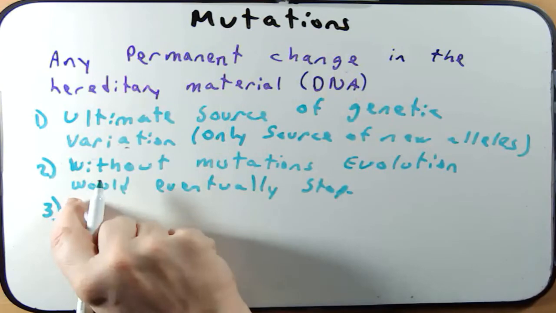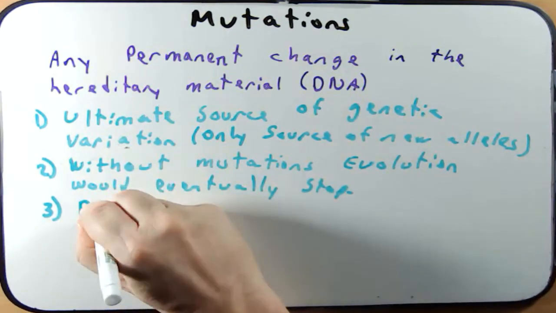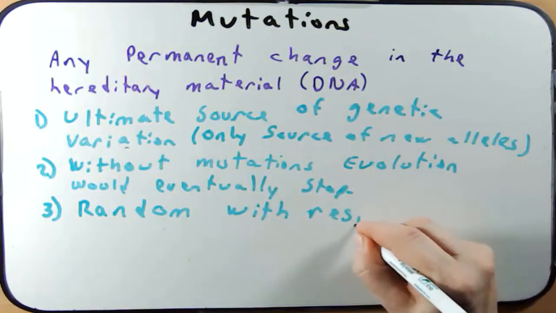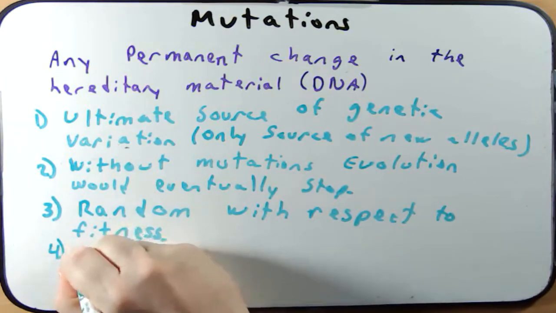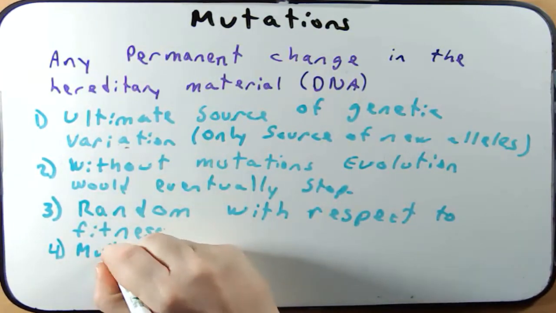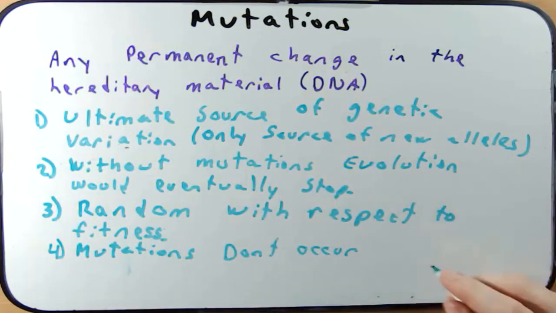They are random. Mutations are random in respect to fitness. Sometimes a mutation can occur and it will be a benefit to that population. Other times, a mutation could occur and it is a detriment to the population. Most often, mutations occur and they are rather inconsequential. Mutations don't occur because the organism wants them to occur.